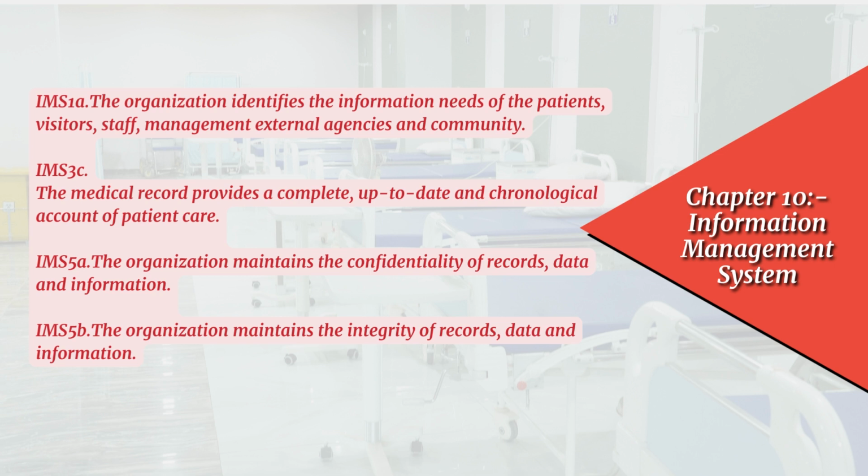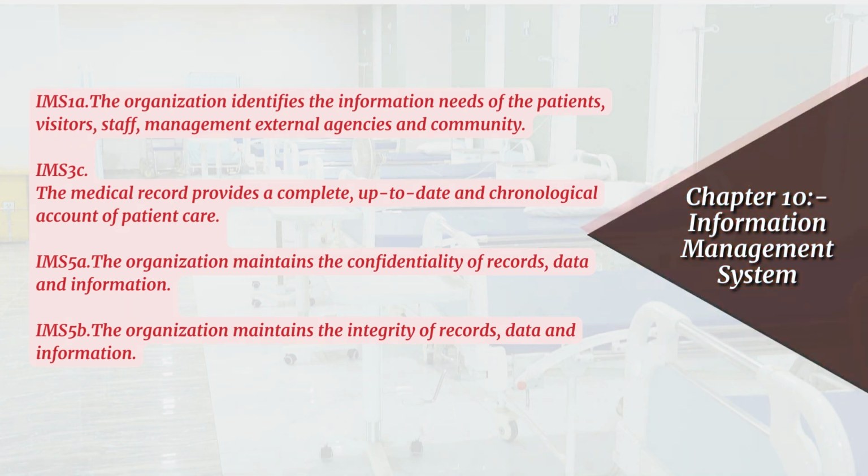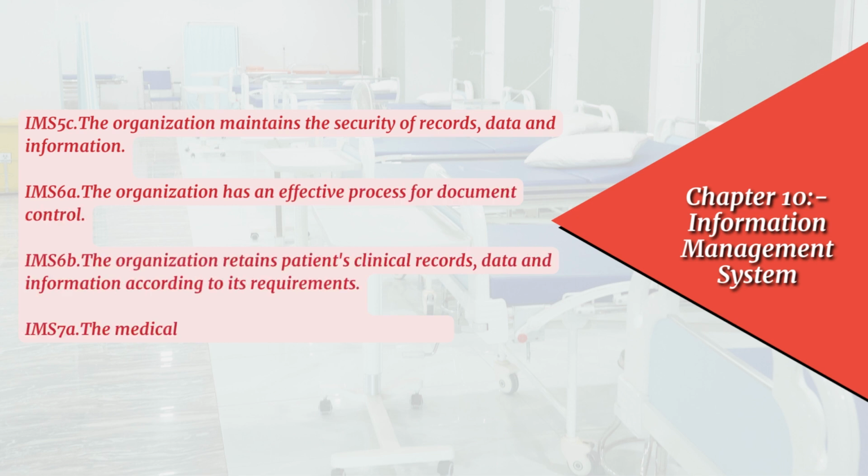Now we will move to the next slide, which is the last slide of this particular presentation, which will talk about the last objective elements, which are the core objective elements of information management system. Okay, so now I'll talk about the last 5 core objective elements of the information management system. So first is IMS 5C, the organization maintains the security of records, data, and information. IMS 6A, the organization has an effective process for document control. IMS 6B, the organization retains patient clinical records, data, and information according to its requirement. And IMS 7A, the medical records are reviewed periodically.